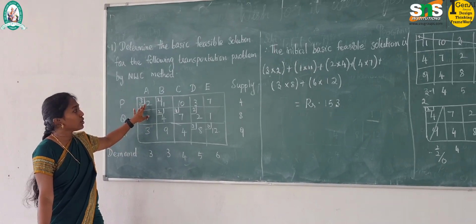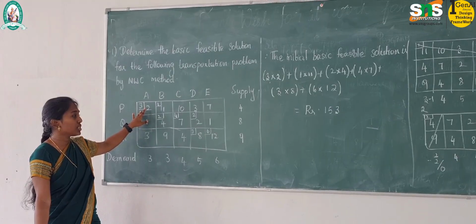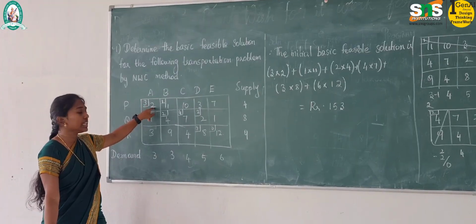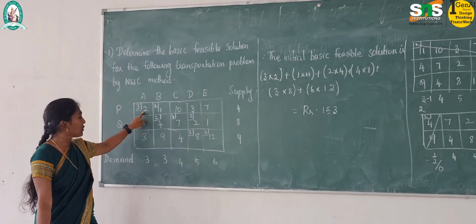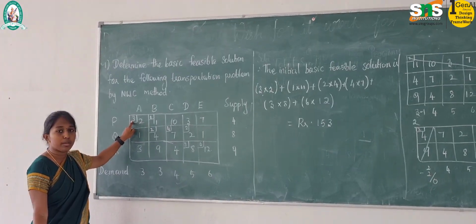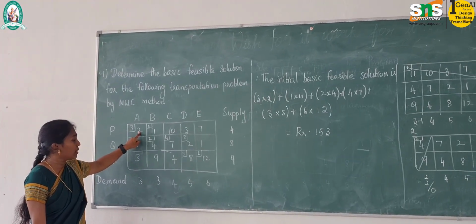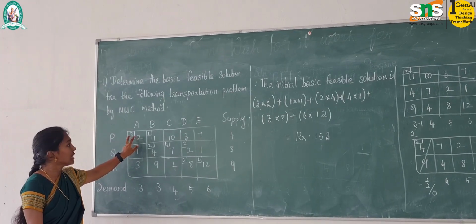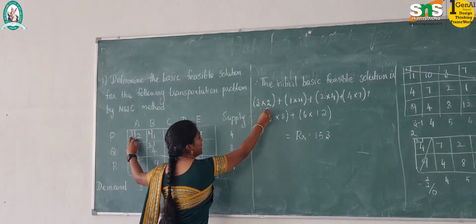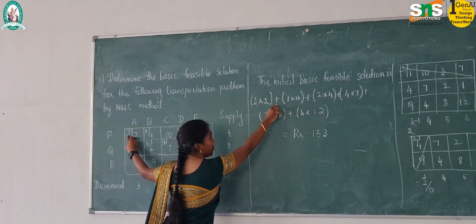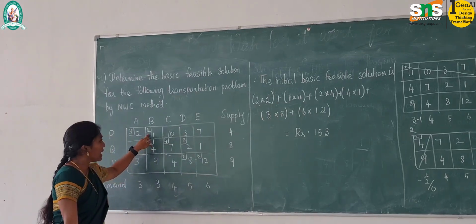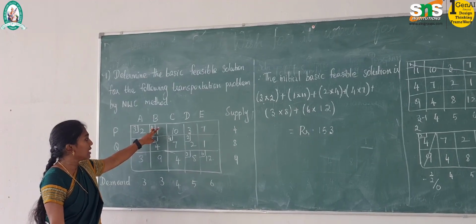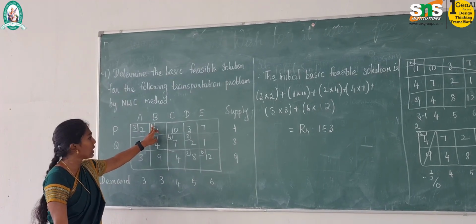How we are going to find the initial basic feasible solution is we are going to multiply the allocated cell with the respective value. Here the first allocated value is 3 and the respective number is 2. So we are going to multiply these two values, that is 3 into 2. Then we are going to add the next allocated cell, which is 1, multiplied by its respective value, that is 1 into 11.